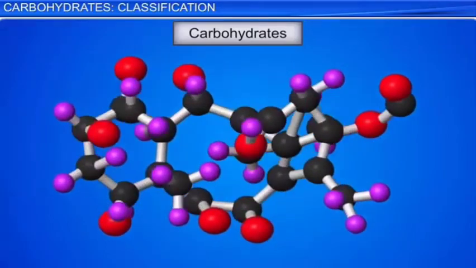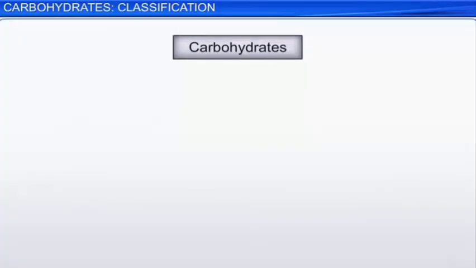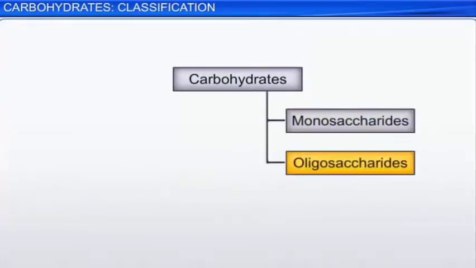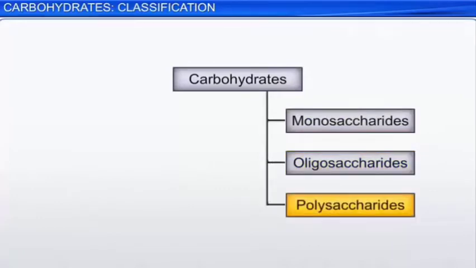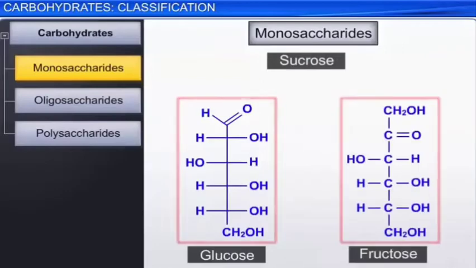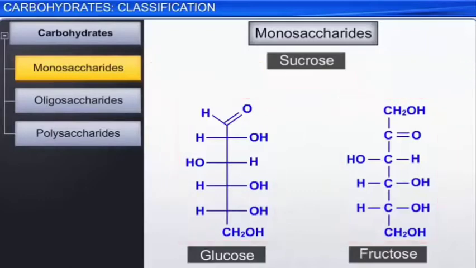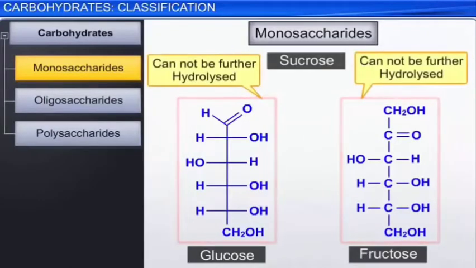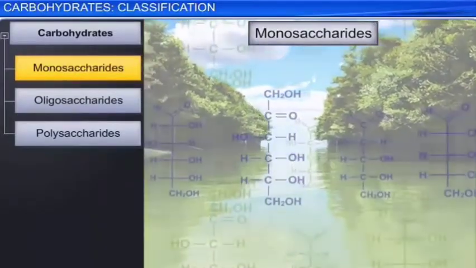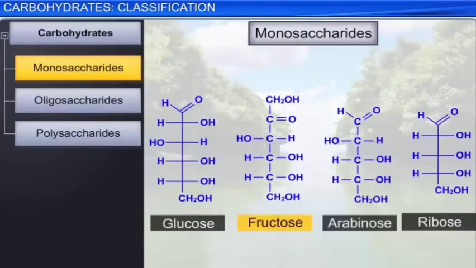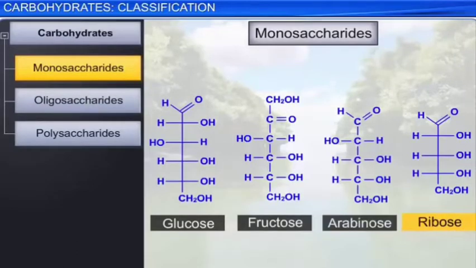Carbohydrates can be classified based on their behavior during hydrolysis. These broad groups include monosaccharides, oligosaccharides, and polysaccharides. Monosaccharides are the basic building blocks of all carbohydrates. Monosaccharides cannot be further hydrolyzed to give a simpler unit. About 20 monosaccharides exist in nature. Glucose, fructose, arabinose, and ribose are some examples of monosaccharides.